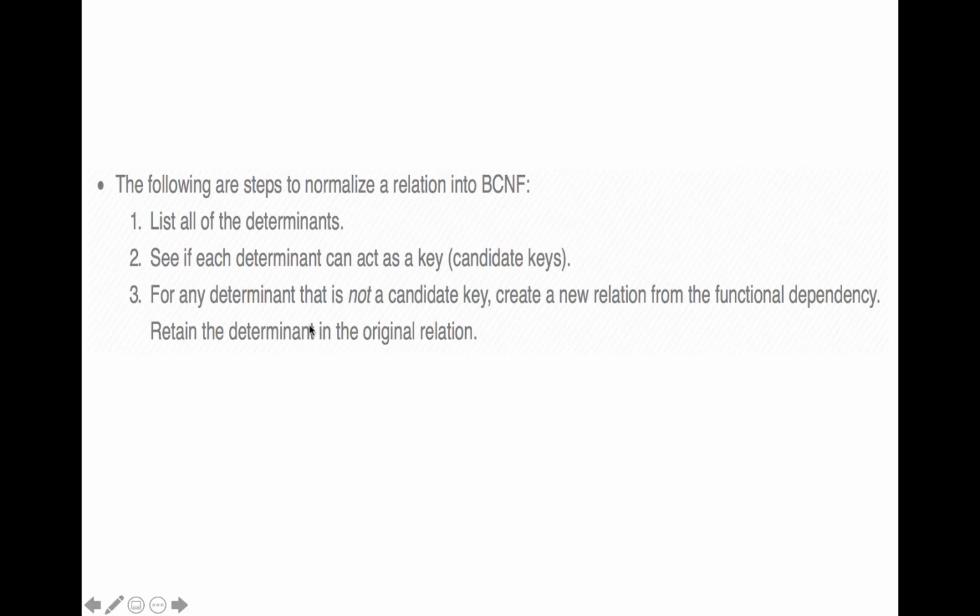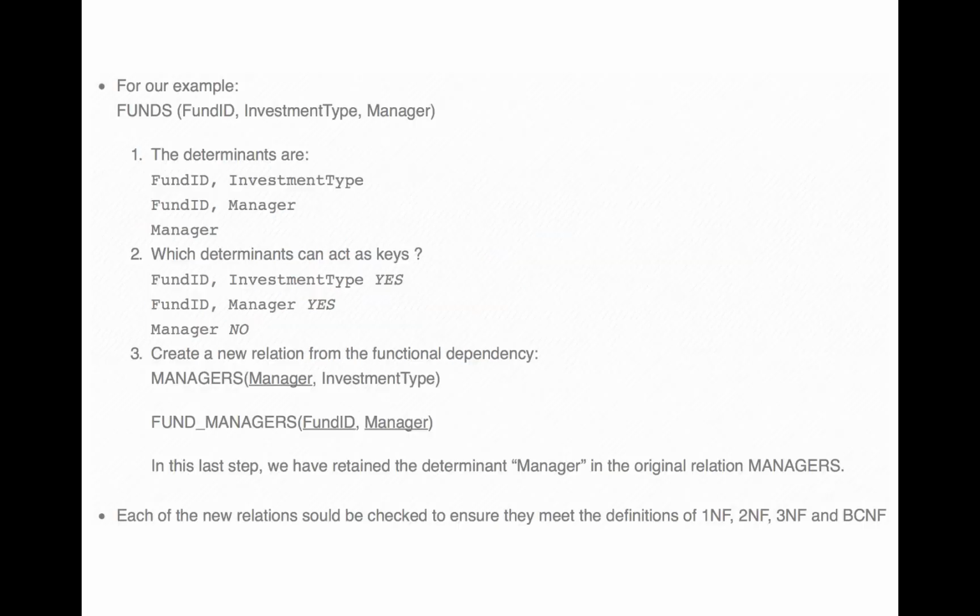So to normalize it, what did we do? We list all of the determinants and see if each determinant can act as a candidate key. For any determinant that is not a candidate key, and that was the case with manager, because manager was a determinant because it uniquely defines investment type, and it cannot be a primary key because it cannot uniquely define each row, we have to create a new relation to retain the determinant's original form.